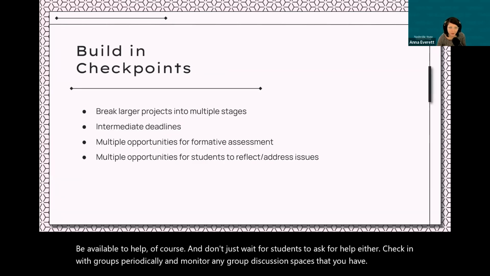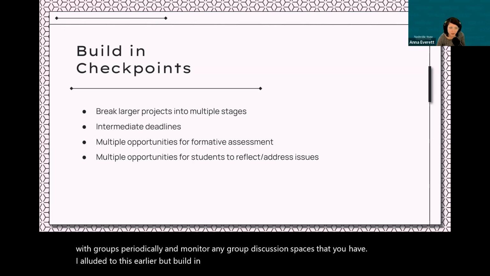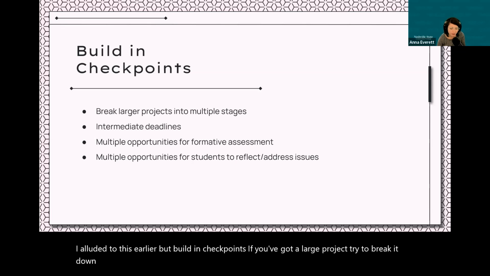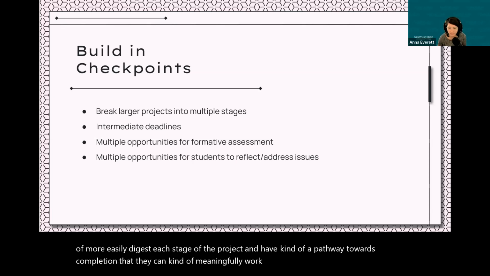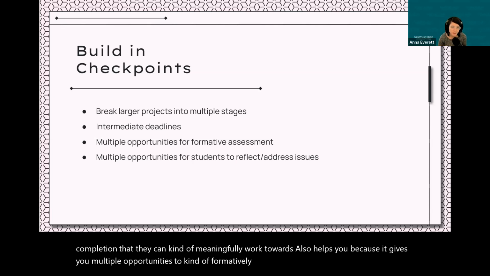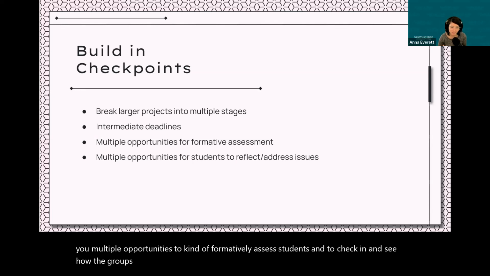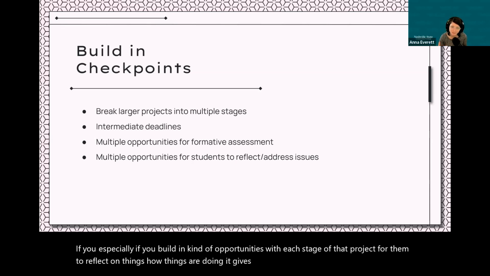I alluded to this earlier, but build in checkpoints. If you've got a large project, try to break it down into multiple stages where there are intermediate deadlines so that students can more easily digest each stage of the project and have a pathway towards completion that they can meaningfully work towards. It also helps you because it gives you multiple opportunities to formatively assess students and to check in and see how the groups are doing. Especially if you build in opportunities with each stage of the project for them to reflect on how things are doing, it gives you more information and the ability to address issues earlier on before they become really problematic.